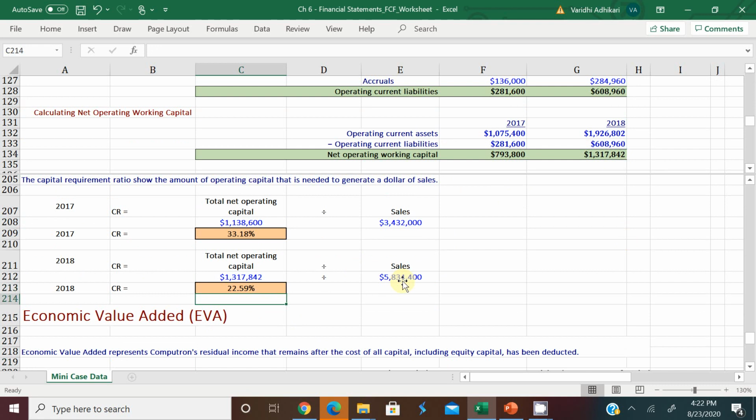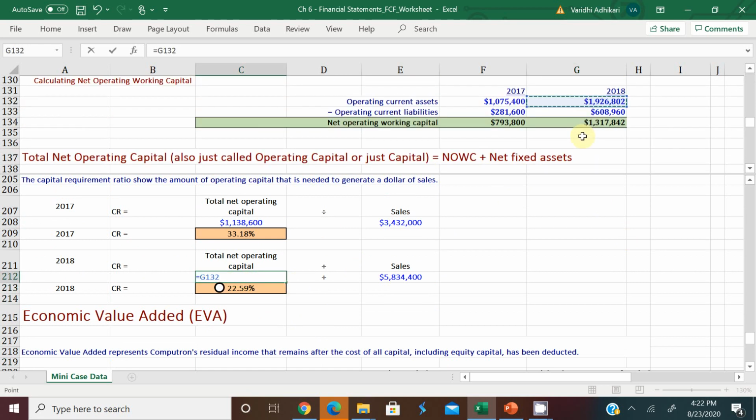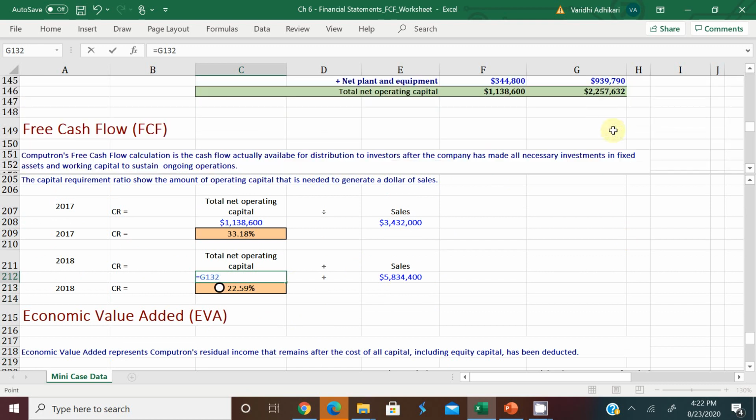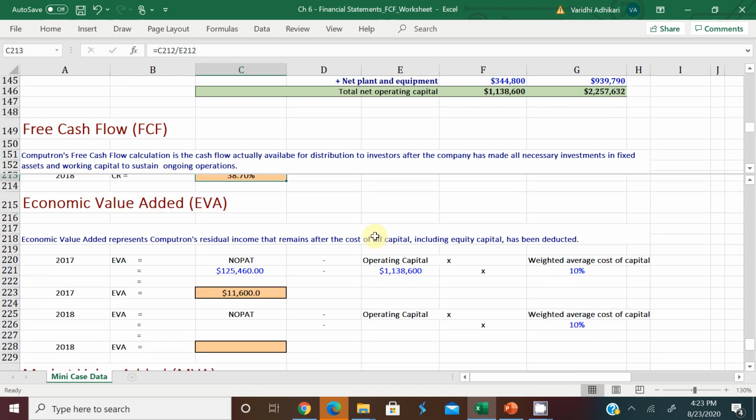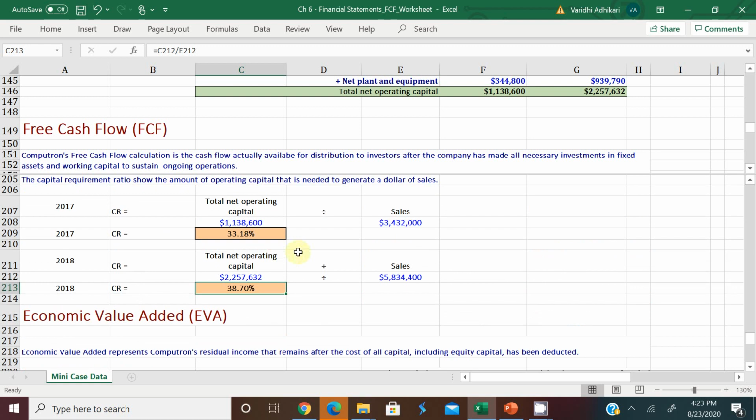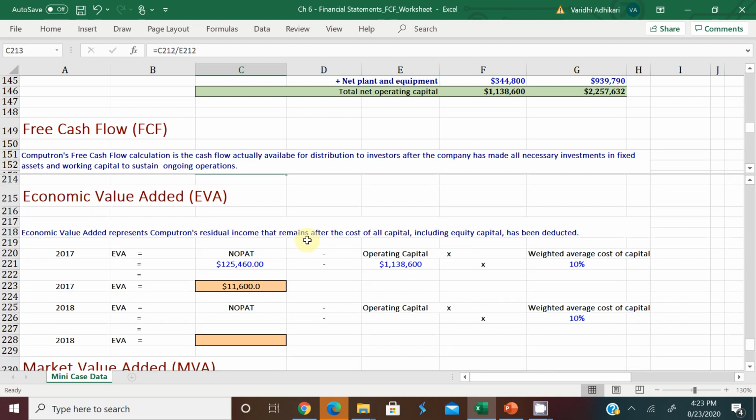Is that right? What am I looking at? This number doesn't look right. Oh, sorry, I'm looking at working capital by mistake. All right, I'm surprised. Okay, so in 2018, it was 38 cents. So we needed slightly more operating capital for the same amount of sales, 38 cents per dollar of sales. So its efficiency in utilizing operating capital went down.